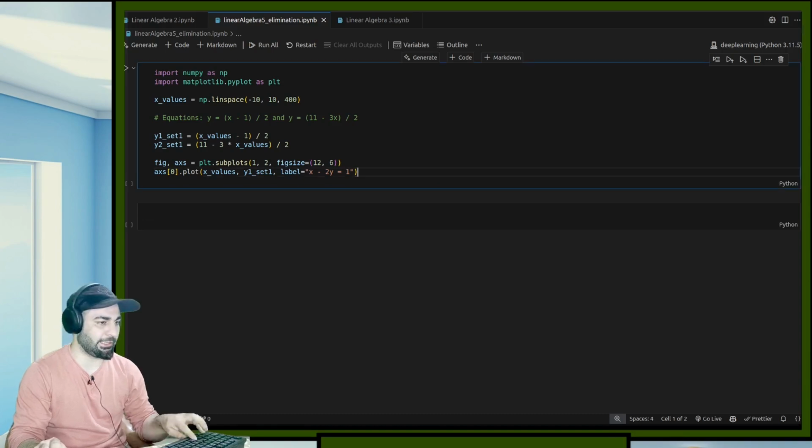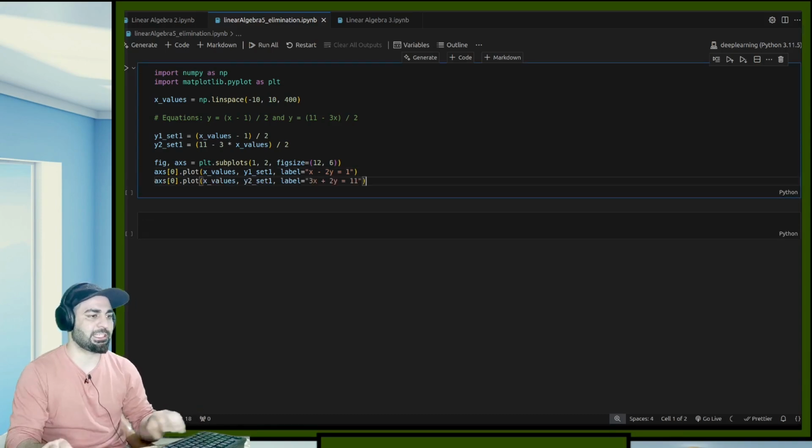I'll plot the second line. Okay, this is the second line. This is the equation of the first equation. This is the first equation, and this is the second equation, and this is what I'm plotting the line, because I have these x values and I computed the y values.